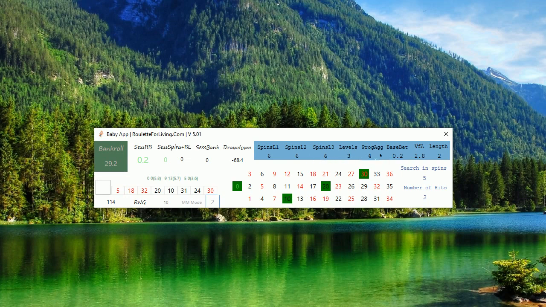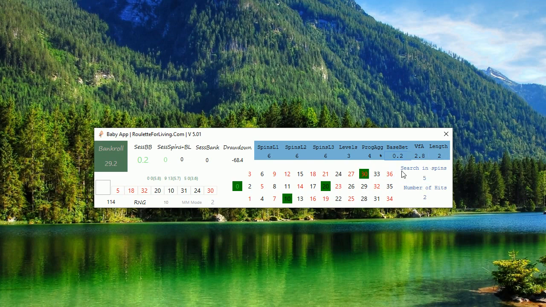Progression aggressiveness, 4% from a drawdown in your session. Base bet currently 20 cents, you can increase it and change it. Variance from average is a coefficient which will multiply your base bet if you lose your complete progression, these 18 spins in total in this case. And length is then you will play with the increased base bet for 2 rounds.